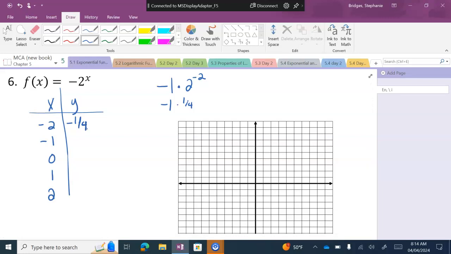Once you find your values, plug them in. And then take a look at what that did to our graph.